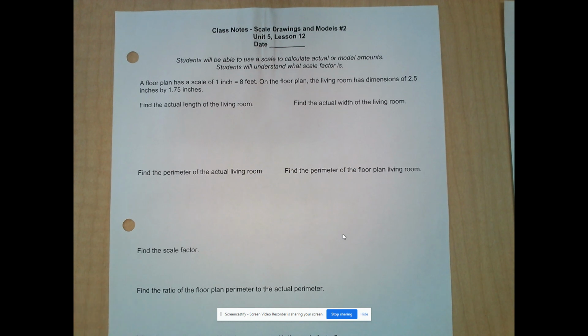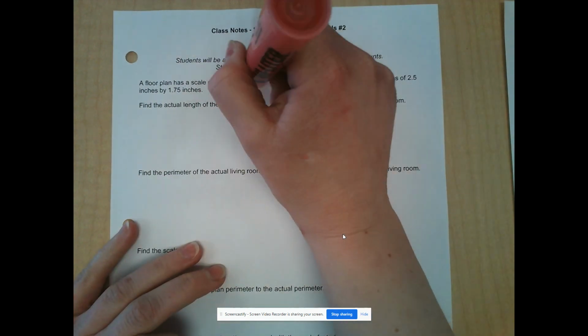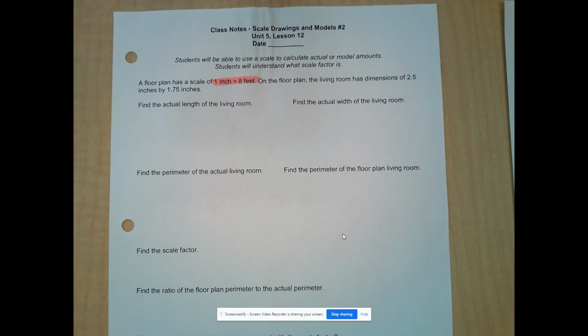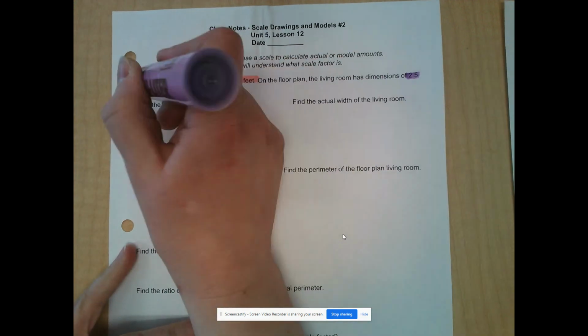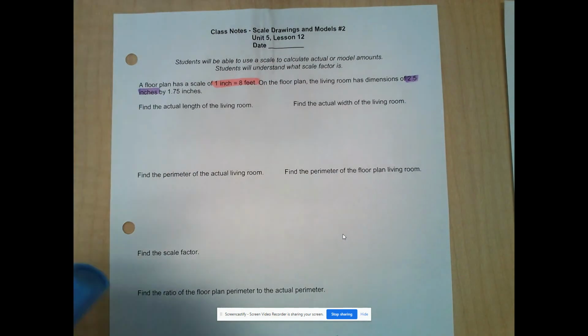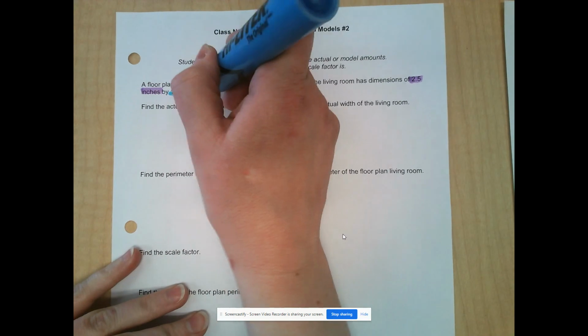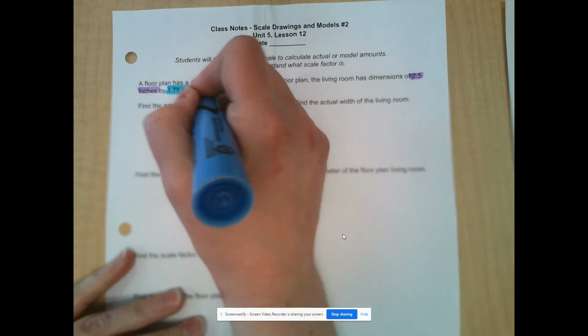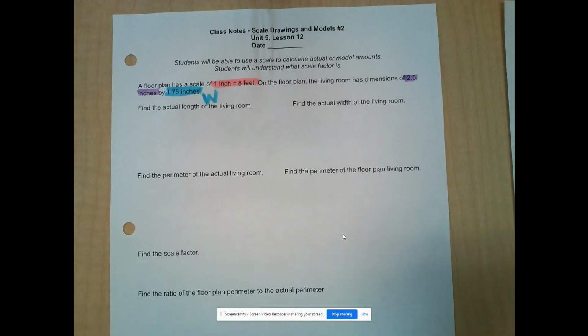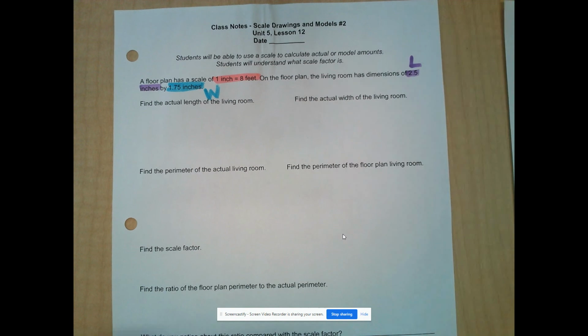A floor plan has a scale of 1 inch equals 8 feet. Okay, so that's our scale. On the floor plan, the living room has dimensions of 2.5 inches by 1.75 inches. Now, those are lengths. So 2.5 inches is one length, 1.75 inches we could call the width. So let's say that one's width, and let's say that one's length. Find the actual length of the living room.